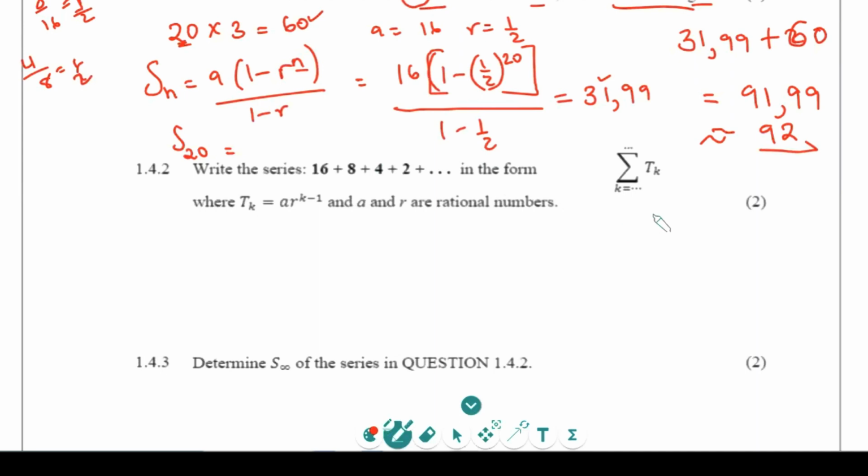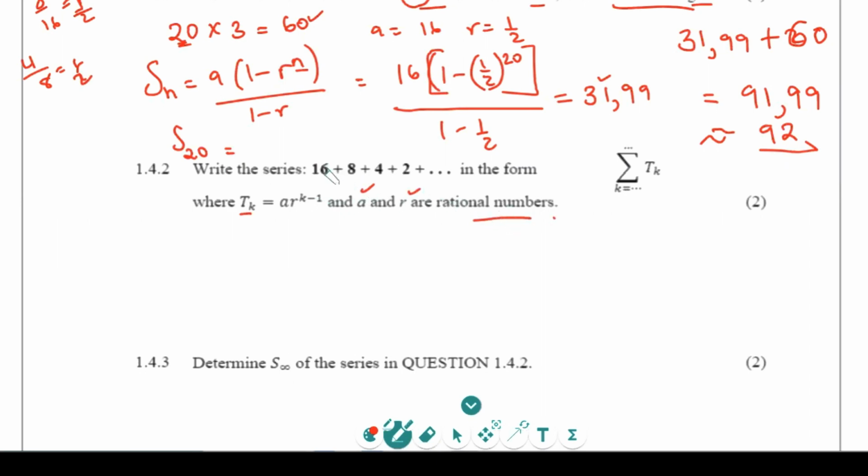They want us to write that series in sigma notation. Sigma notation is just another form of representing numbers, but in the form of a sum, because sigma means sum. We are adding up things. They have told us that t_k is ar to the k minus 1, and a and r are basically rational numbers.